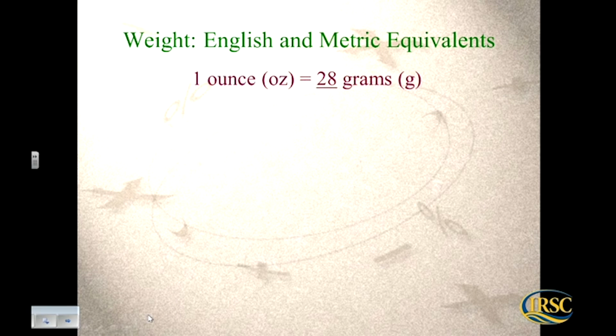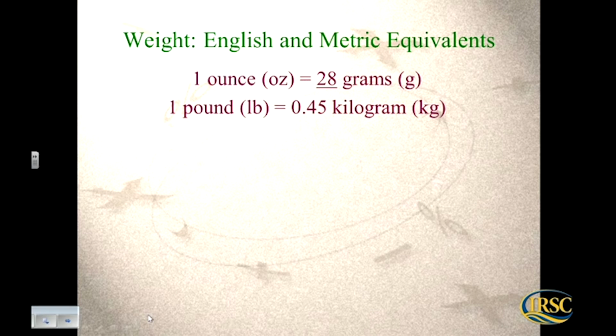Okay, so now comparing English to metric. So 1 ounce is equal to 28 grams. 1 pound is equal to 0.45 kilograms. 1 ton, notice capital T, is equal to 0.9 tons, lowercase t. So notice that on the left we have the English ton, on the right we have the metric ton. And notice the difference in spelling. So capital T means it's an English ton, lowercase t means it's a metric ton.